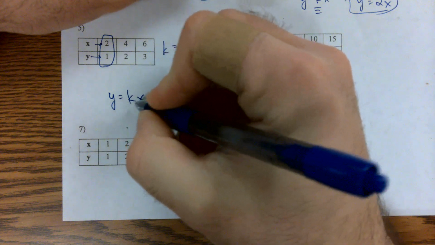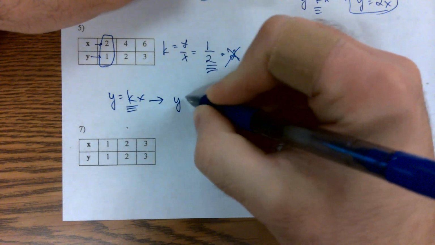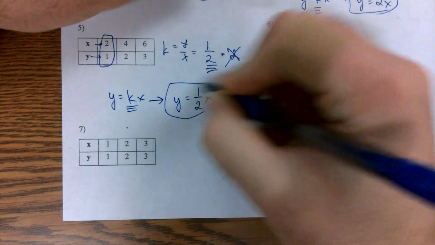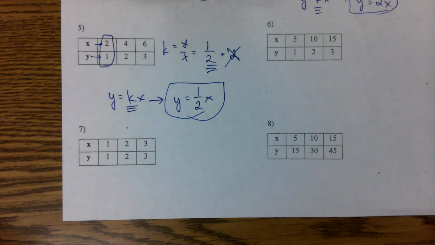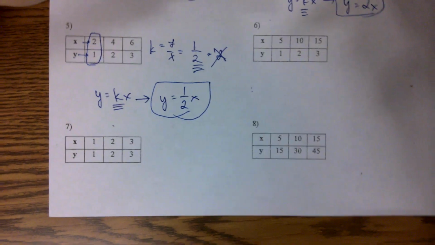So when we plug our k value into our equation, we get y is equal to 1/2 x. It's totally fine for our k to be a fraction. And once we move on to graphing these equations, we'll see what having a fraction as our k actually does to the shape of our graph.